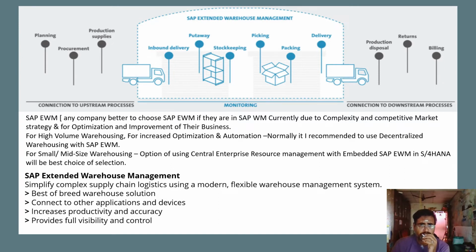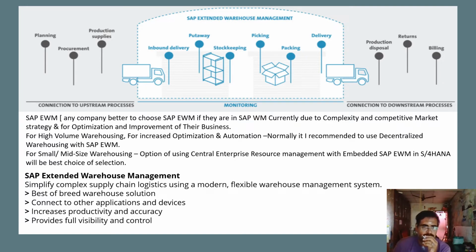So what are the monitoring functions? Inbound, put away, stock keeping, picking, packing. So delivery, everything will be managed by SAP Extended Warehouse Management. And we have the connection to upstream processes, that is planning, procurement, and production supplies, right? Actually, these come under the S/4HANA systems or other connected systems. And in the case of downstream, we will have production, disposal, returns, billing, right? These are the add-on features now coming with SAP EWM.